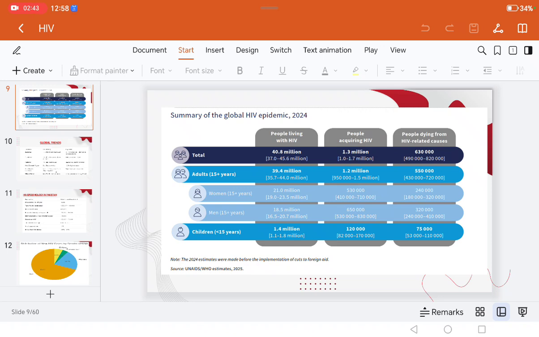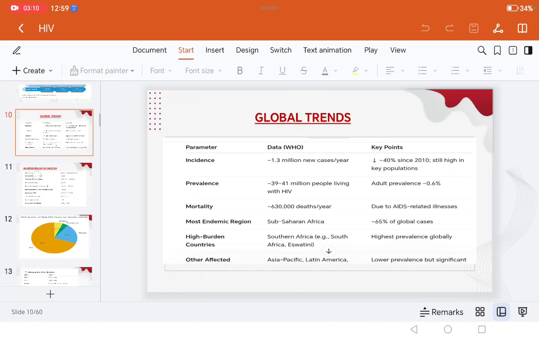Among them, in women, the prevalence is 21 million, the incidence is 530,000, and the deaths are 40,000. In men, the prevalence is 18.5 million, the incidence is 650,000, and deaths are 320,000. In children under 15 years, the prevalence is 1.4 million, the incidence is 120,000, and the deaths are 75,000.